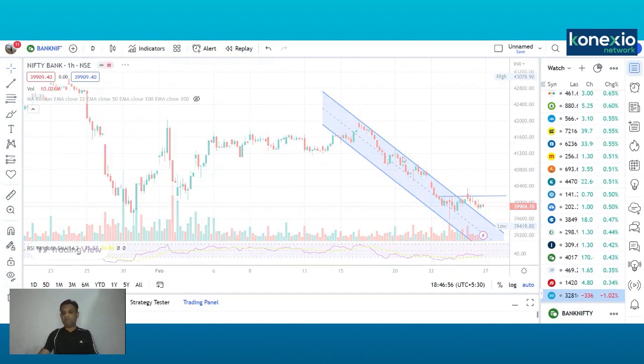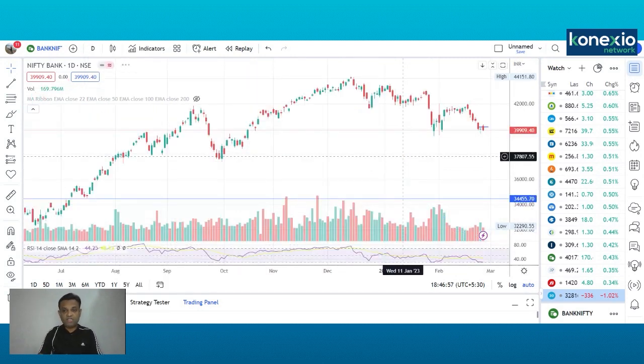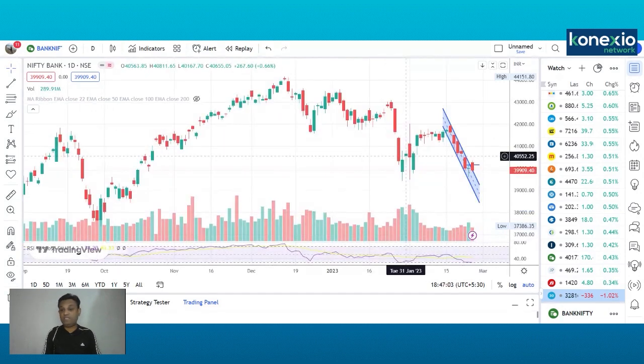So as I said, Bank Nifty is also oversold from these levels. Thursday was a long-legged doji. Friday was a negative close, but it failed to break Thursday's low. So this is a very good sign for Bank Nifty for a counter rally from this particular level.